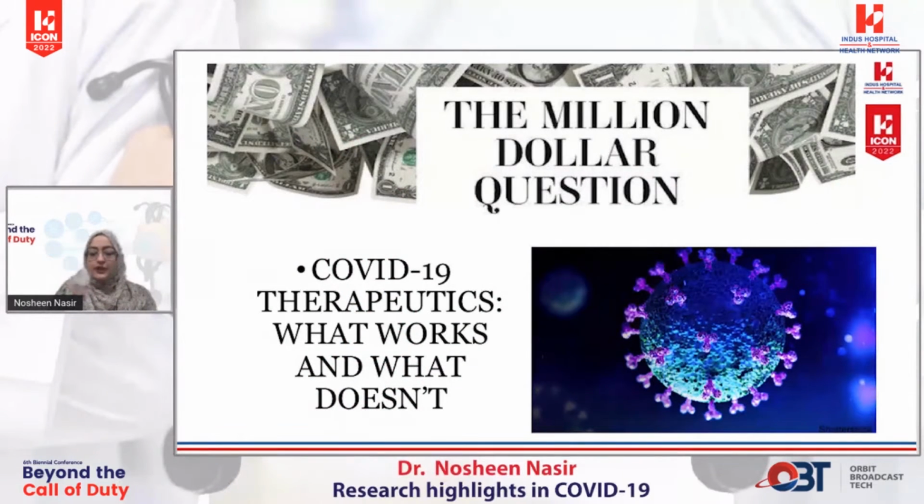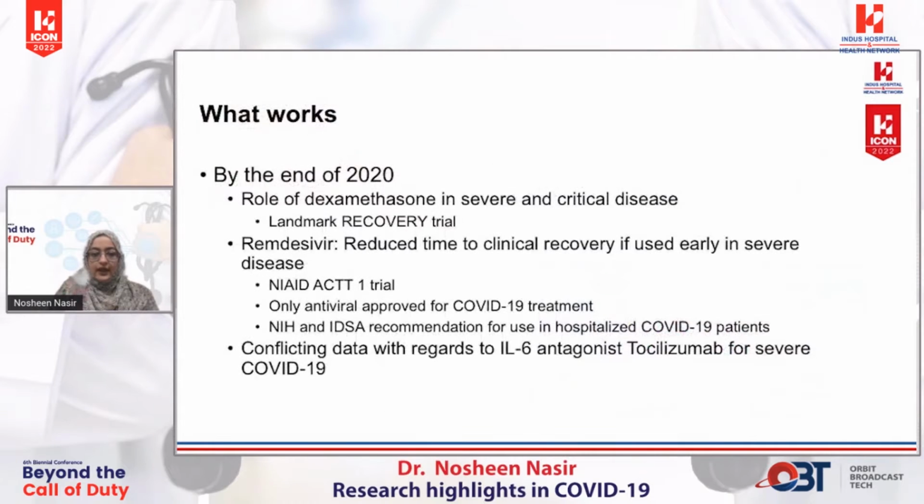The $1 million question that remains in COVID-19 is what works and what doesn't work for this disease. And what worked, so by the end of 2020, we knew that there was a role of steroids. The landmark recovery trial showed that dexamethasone worked in severe and critical disease. Then there were several trials utilizing remdesivir, and it was found that it reduced time to clinical recovery if used early in severe disease. Most of the data was from the ACTT-1 trial, and it was the only antiviral approved for COVID-19 treatment in the year 2020. And then there was some conflicting data with regards to IL-6 antagonist tocilizumab for severe COVID-19.